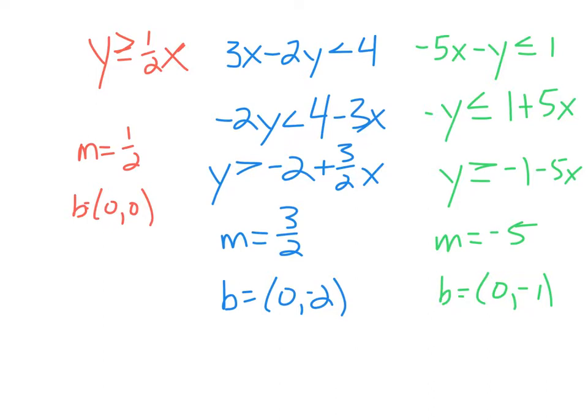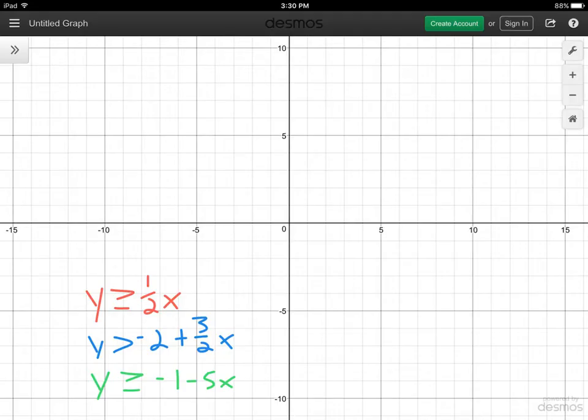So I'm going to take this information and plot it on a graph and see where all the shading ends up. So all I'm going to do is graph each one of these with the information we found out on the last slide. So for the red one, I'm going to start at (0, 0), and it has a slope of up 1 to the right 2, or down 1 to the left 2.